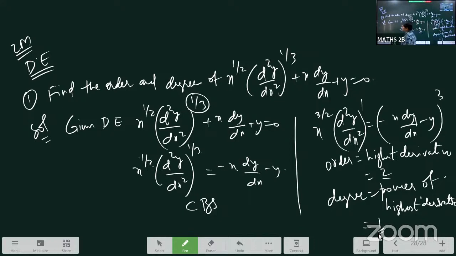Yeah, you can have a look once. X power 1 by 2 d square y by dx square whole power 1 by 3. This whole power 1 by 3 I want to remove because I cannot have fractional power to dy by dx. And dy by dx cannot be inside some other function. If it is inside some other function, your degree is not defined. Is it clear? That also very important point.